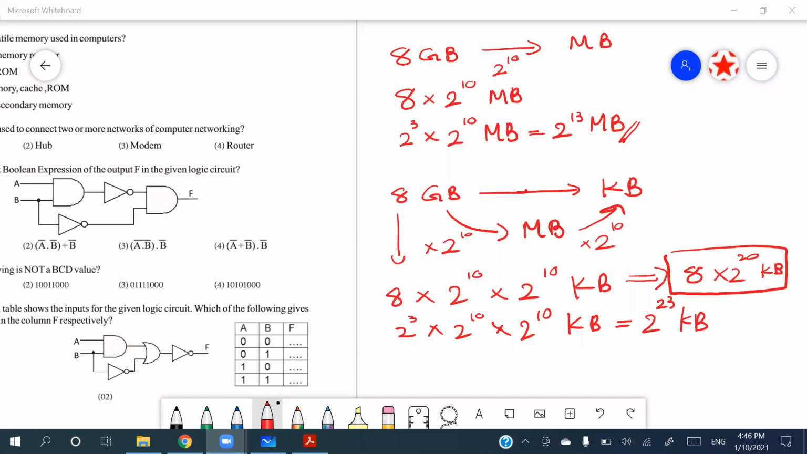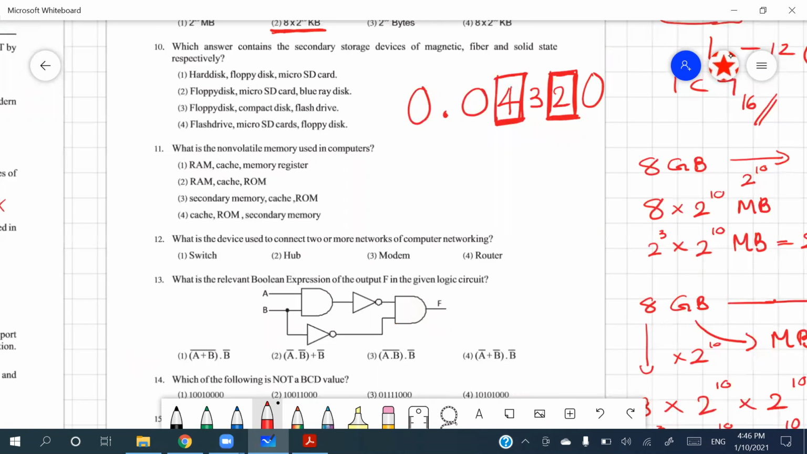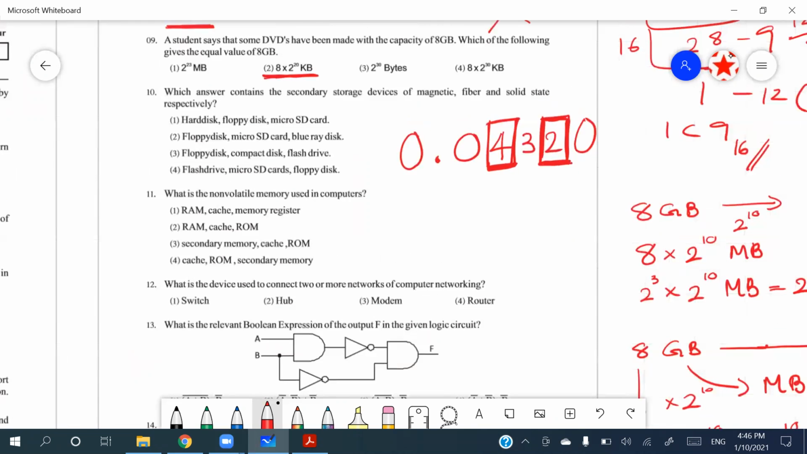Right, okay. All right. So then the 10th one, which answer contains the secondary storage devices of magnetic, optical and solid state? We corrected it during the exam. This is going to be magnetic, optical, and solid state, right? So magnetic, it's going to be a hard disk. It can be a floppy disk as well. So all 4 answers are qualified with the first one.